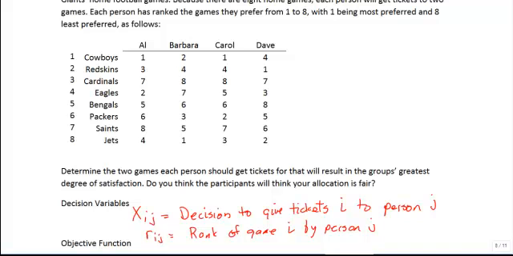2 is the rank of the Cowboy game by Barbara. So Rij is the rank. Those are the numbers that you are looking at right here. And again, those are not decision variables, those are ranks. We know how Barbara ranked that Cowboy game. We know how she ranked the Redskins game. That is not a decision variable.